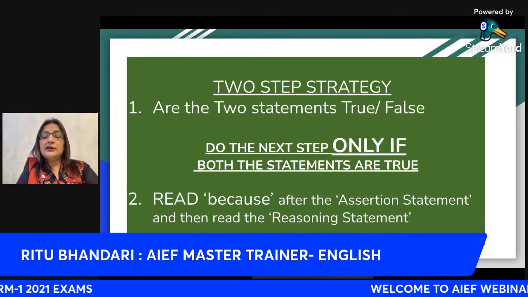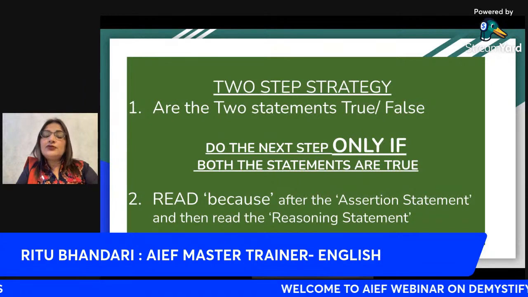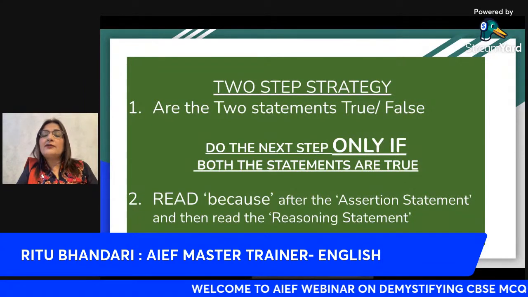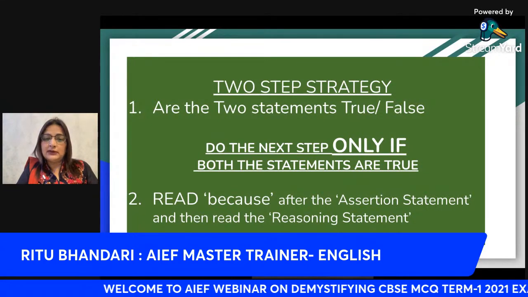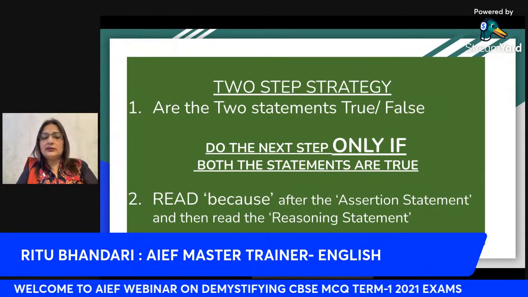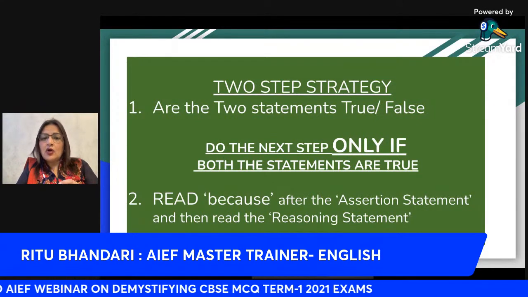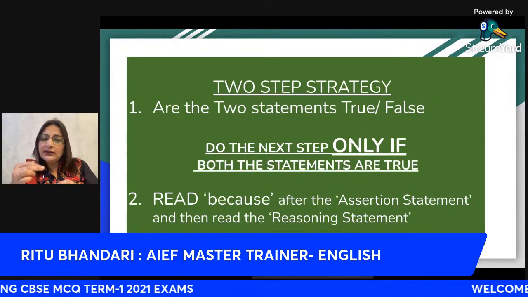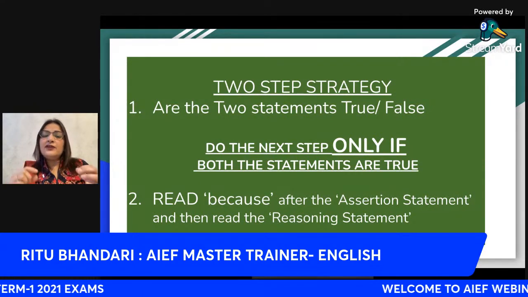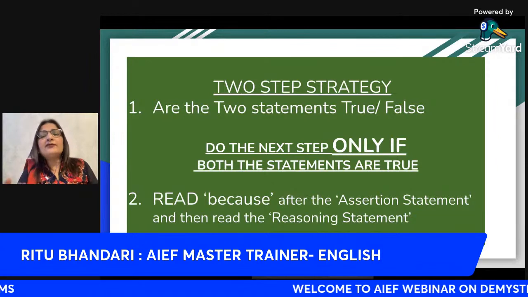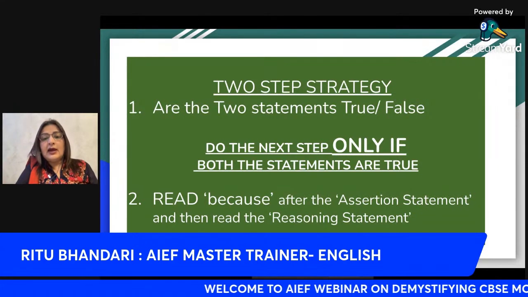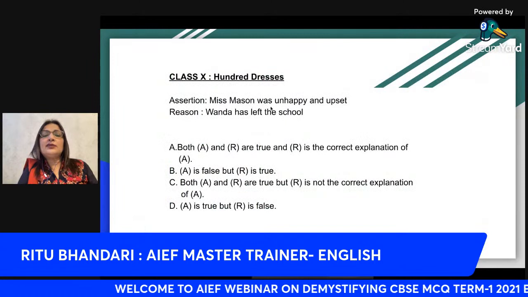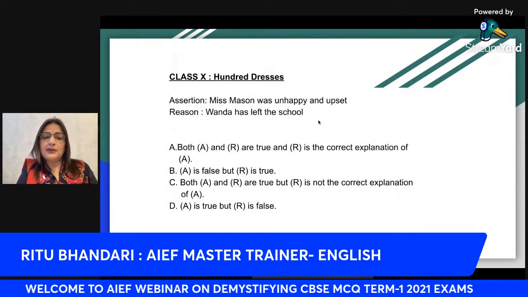After the first step, you need to read the assertion statement, then say because, and then read the reasoning statement. When you read it in continuity, if it makes sense, then you have bingo, you have the answer. I'm quickly going to explain it with the help of a class 10 example.